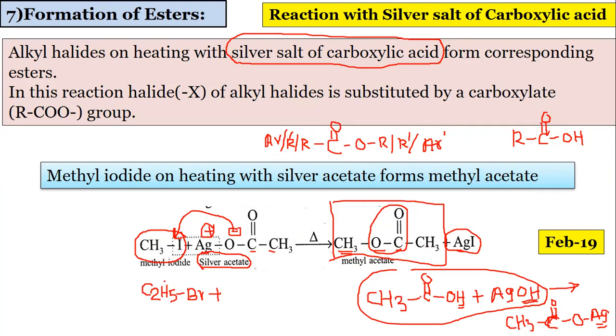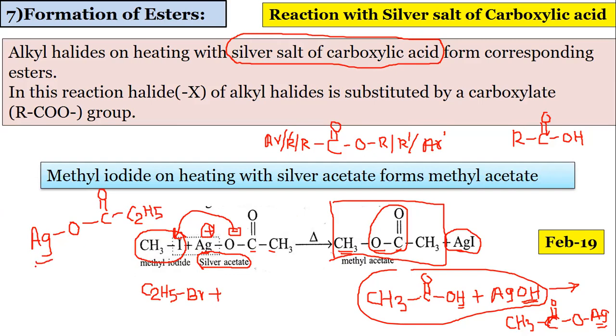We can take this AgO, change this group CO, change this group C2H5. Anybody can tell me what is the name of this silver salt? I want to know the name of this salt.